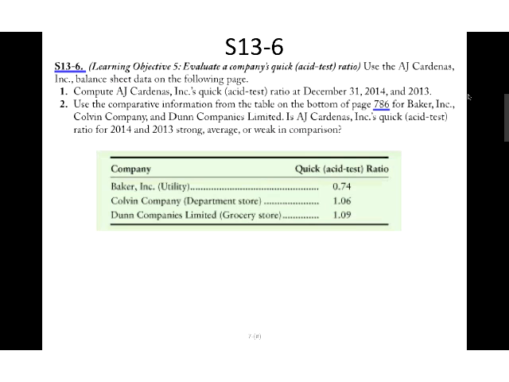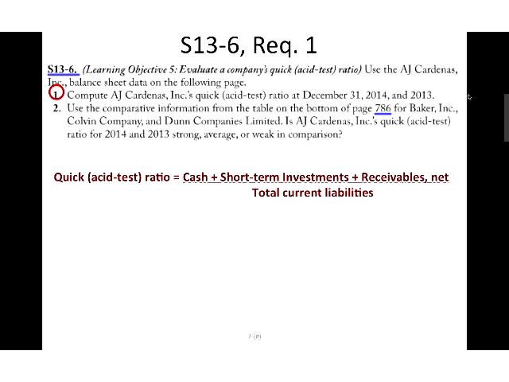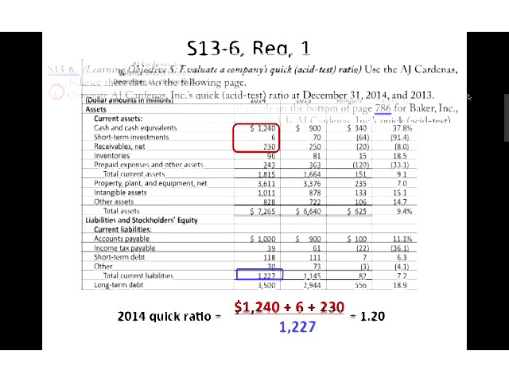So we're going to do 13.6. We have balance sheet data, which I will show coming up. It wants us to compute the acid test ratio, and then it gives this company's competitors and their acid test ratios, so we're supposed to compare. First of all, the formula, which we already saw, is cash plus short-term investments plus receivables divided by current liabilities. So that's the formula we're going to be using. When they give us the balance sheet, we need to pick those things off the balance sheet.